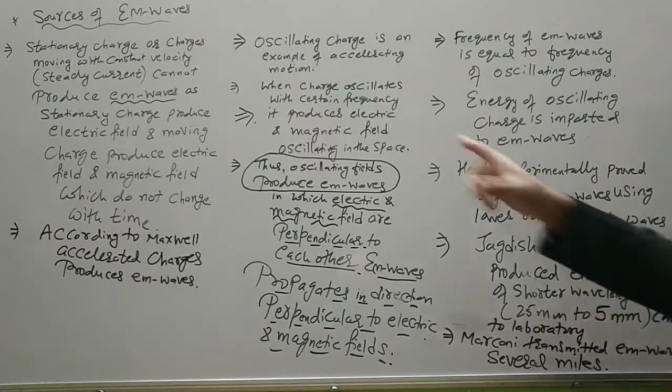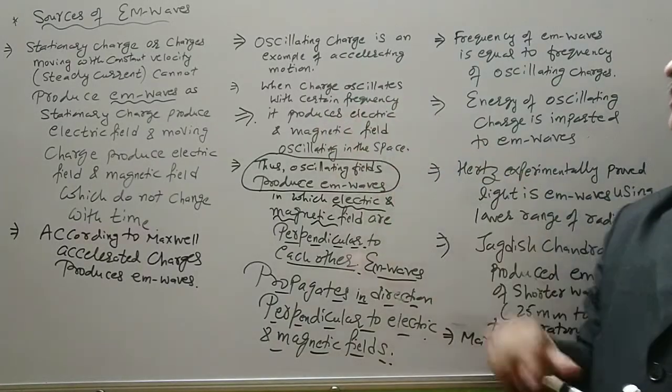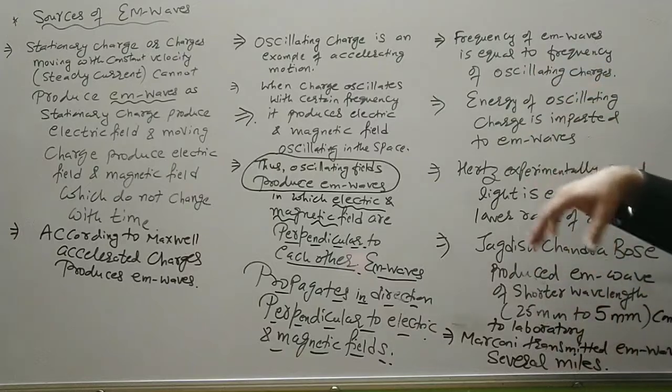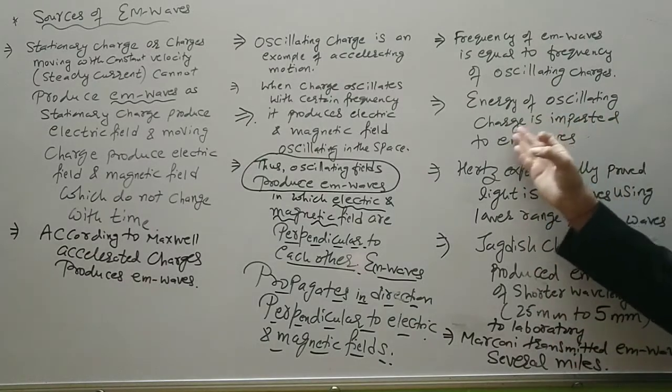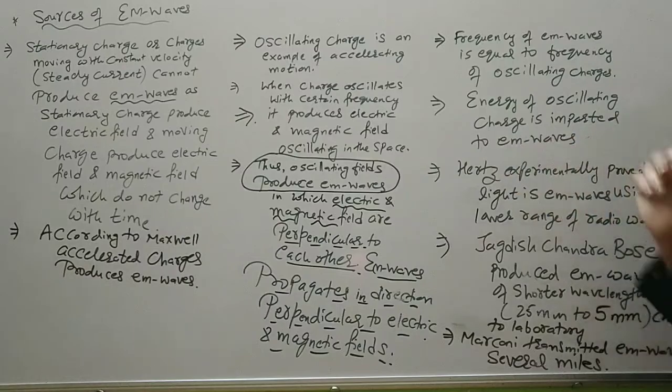So if the charge is oscillating with a certain frequency, then the frequency of EM waves is equal to the frequency of the oscillatory charge. So if the oscillatory charge has a frequency of 50 Hertz, then the electromagnetic wave's frequency is also considered to be 50 Hertz. It is an example. Now, the energy of the oscillating charge is imparted to the electromagnetic waves.